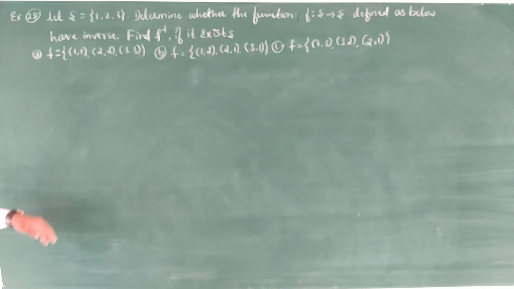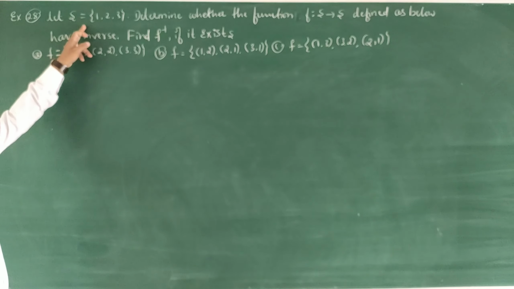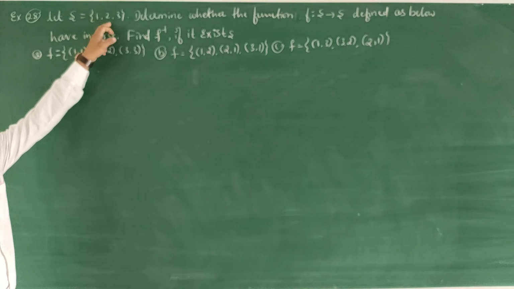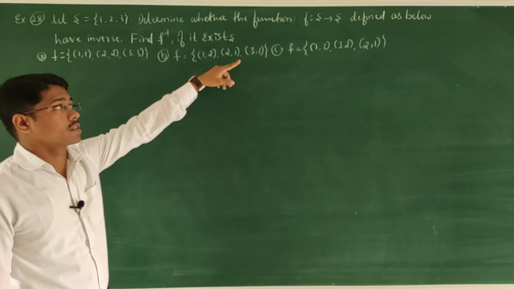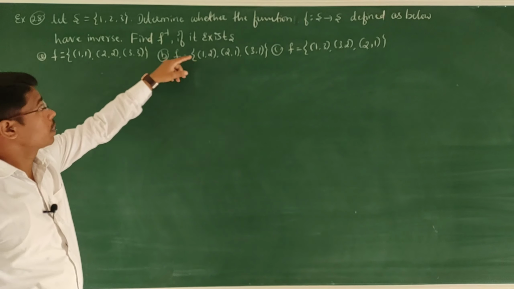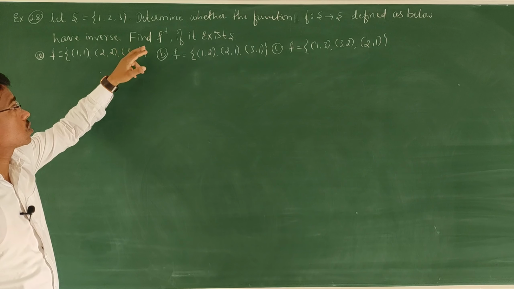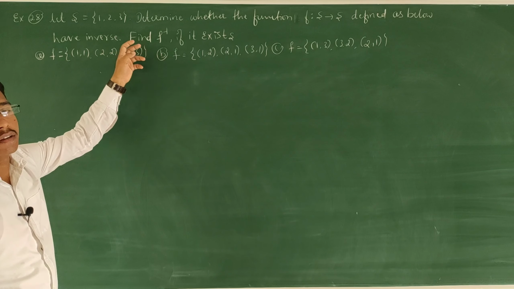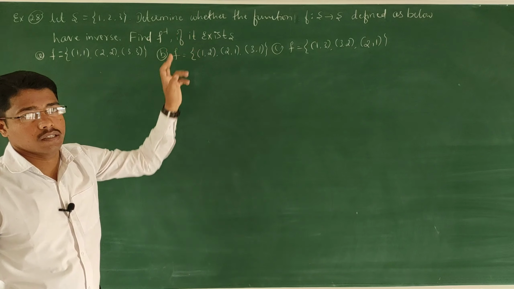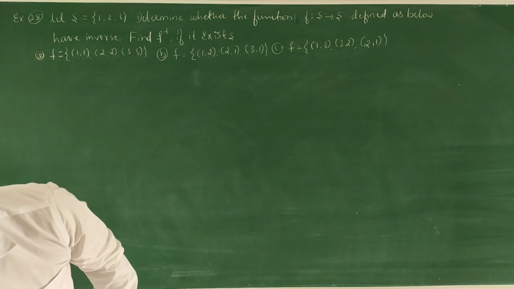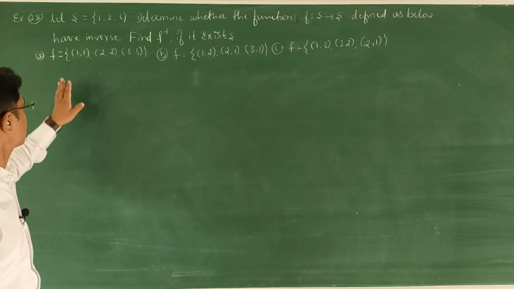Okay. Example number 28. Let set S equal to {1, 2, 3}. Determine whether the function f from S to S defined as below has an inverse. We have to determine whether the functions defined here have the inverse or not. Find f inverse if it exists. So if the inverse exists, we have to find it. Okay, so let us see the first one.